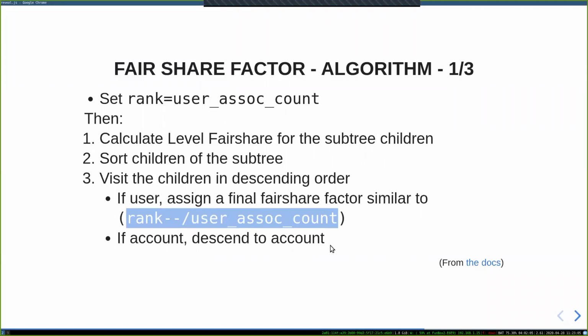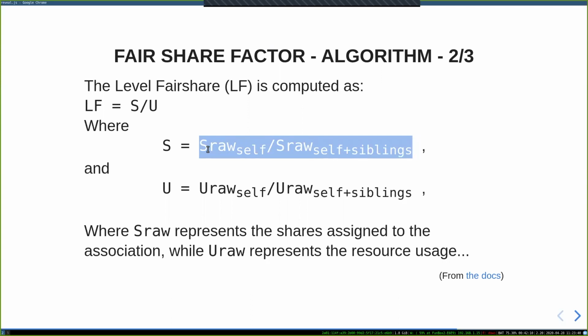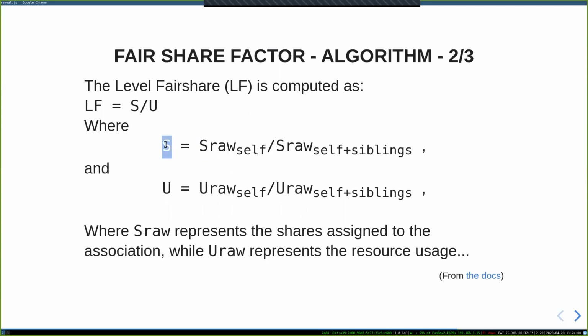There are some things that we need to work out. So the problem is, what is this level fair share? How is it computed? It's computed as S over U, where S is the share that we assigned to a given account, to a given node in the tree. It's a ratio of the resources that were assigned to that node over all the resources that were assigned to the parent, so to that node and its sibling. And this is for the resources that were assigned.